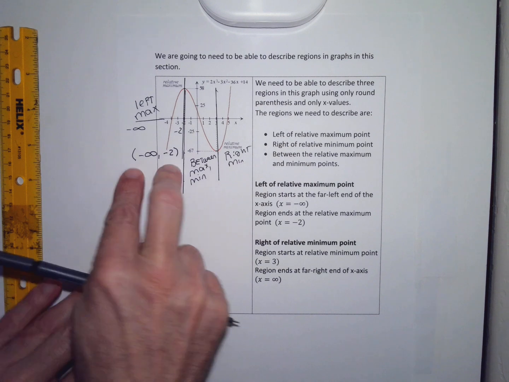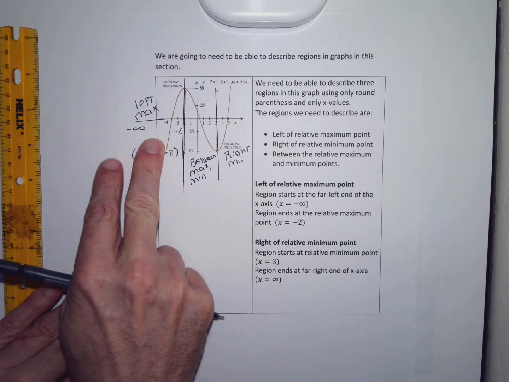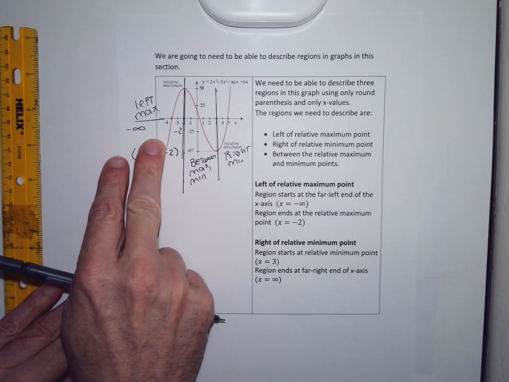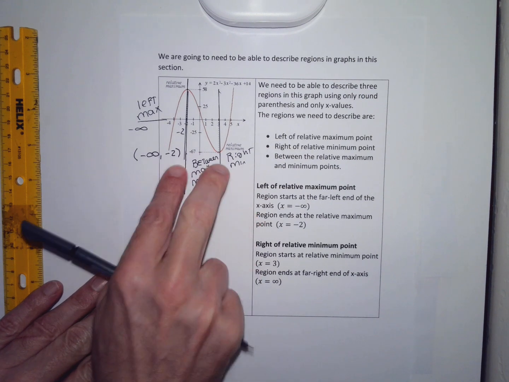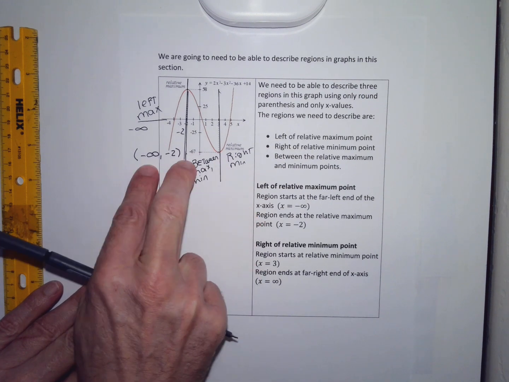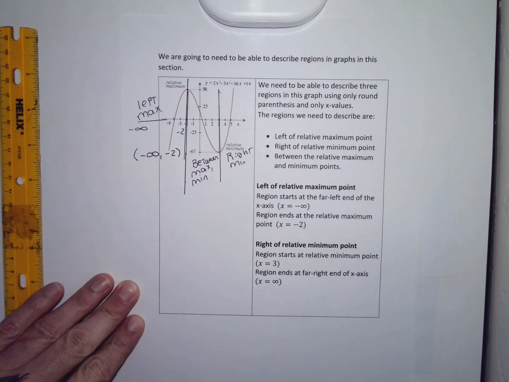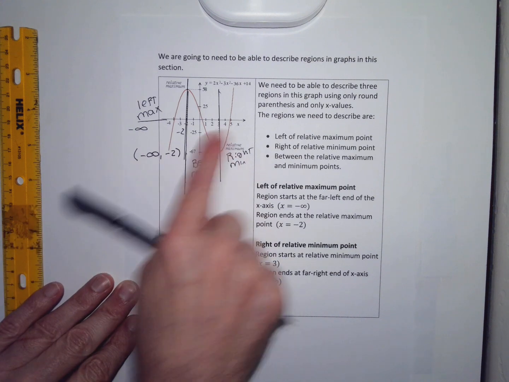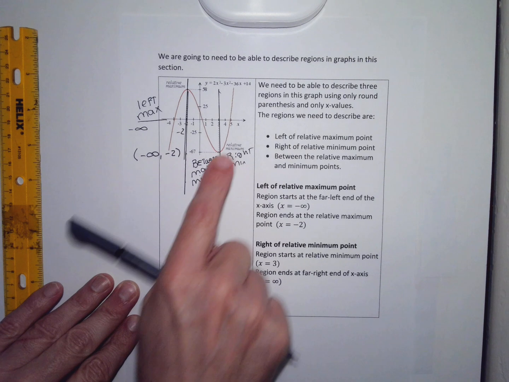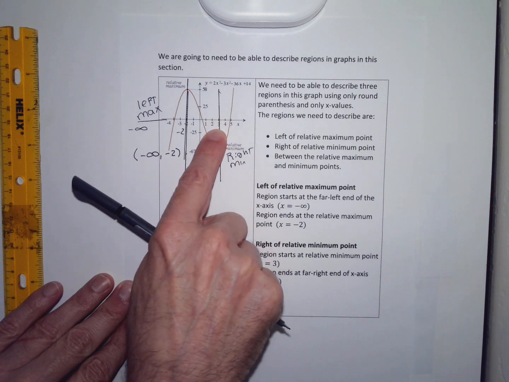When we describe the regions to the left of a maximum point, to the right of a minimum point, or between maximum and minimum points, we use round parentheses. The region to the right of the relative minimum point starts at x equal to 3.